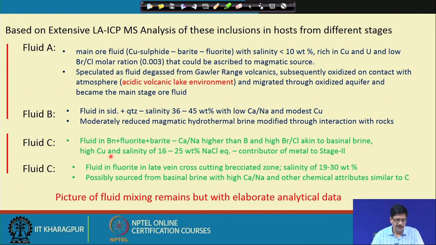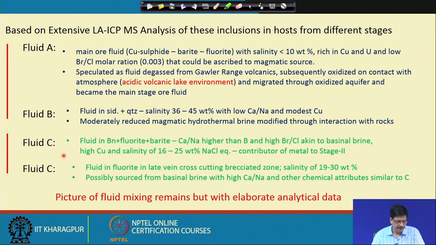And fluid C is in the bornite-fluorite-barite association, mostly from the barite. Here the calcium by sodium ratio is higher compared to fluid B, and it also has a higher bromine by chlorine molar ratio, which cannot be ascribed anymore to a magmatically sourced fluid. So the option was that it could be thought of as closer in characteristics to a basinal fluid, a basinal brine with high copper and salinity within the range of 16 to 25 weight % equivalent, that is expected in a basinal brine.